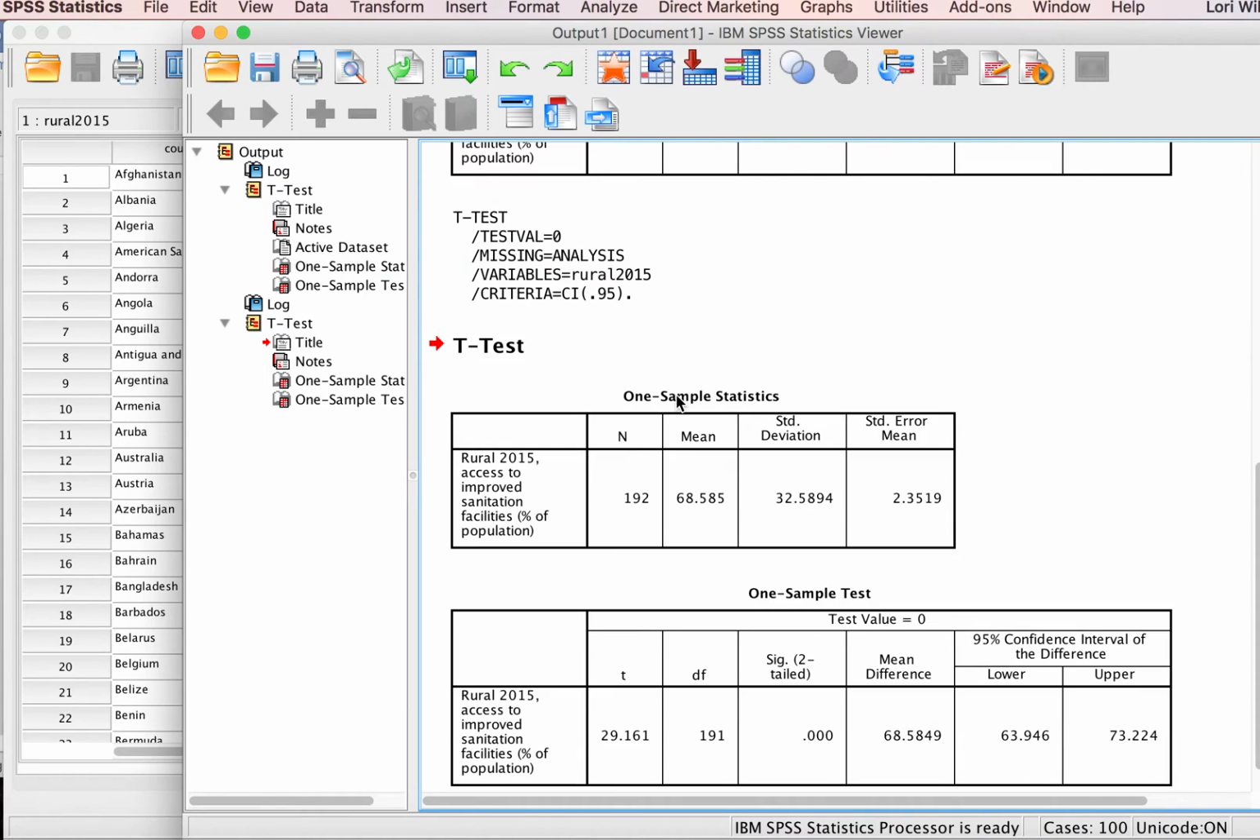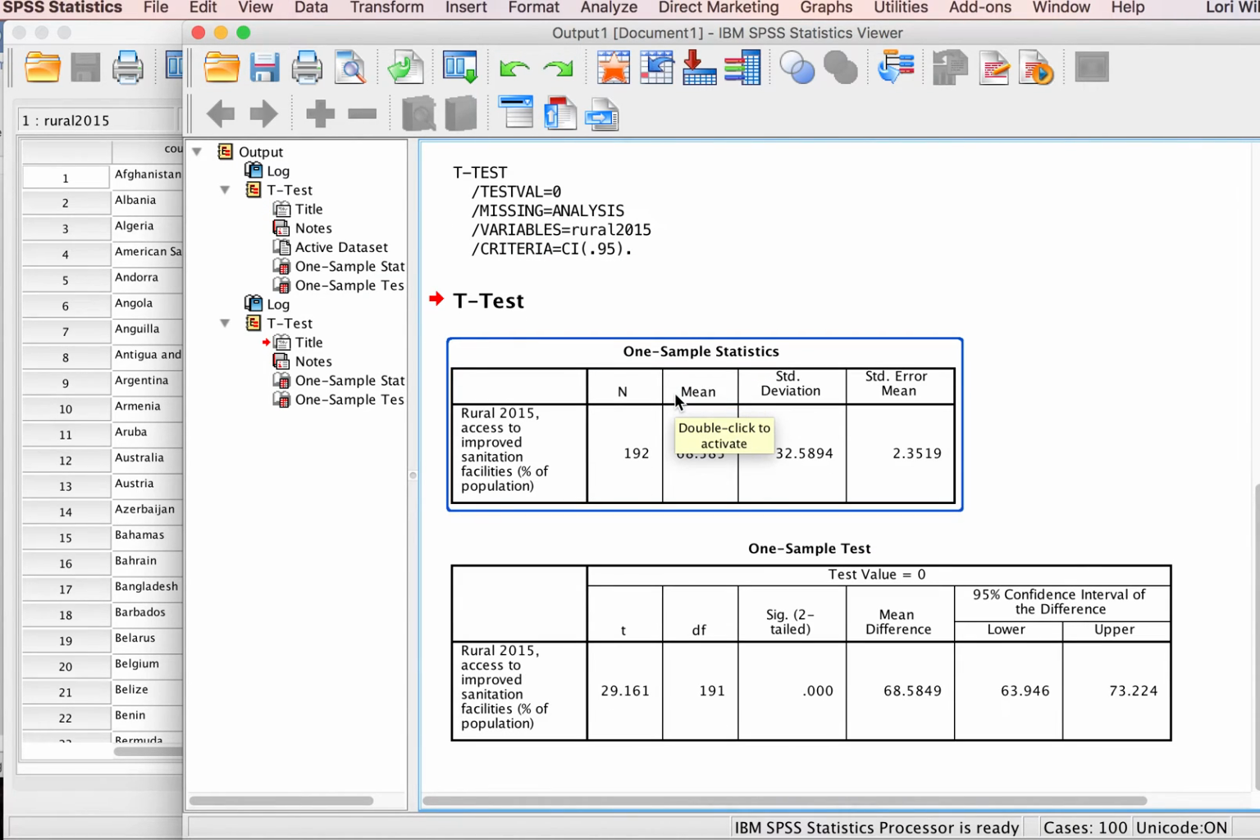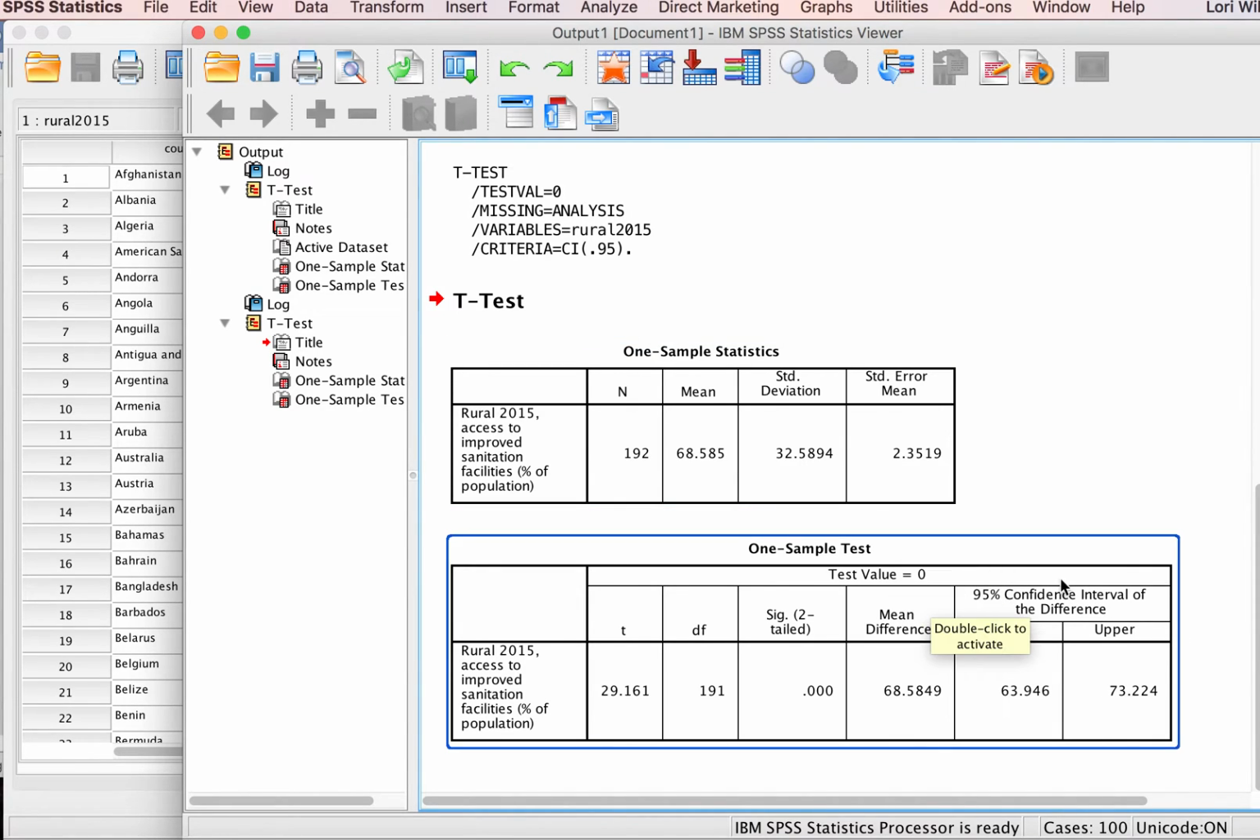So here I'm going to go ahead and run that, and what you'll notice is a lot of the numbers on here are exactly the same as before. Our n is the same, our mean is the same, standard deviation and standard error are the same. The things that change are, here now I have a test value equal to 0, and my t-value, my p-value, this significance, this two-tailed, this is the p, sig means p-value, might be different. The t-value and the p-value and the mean difference for sure are different.